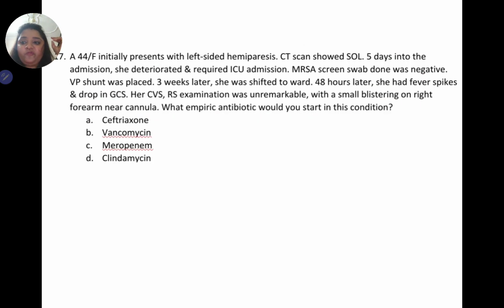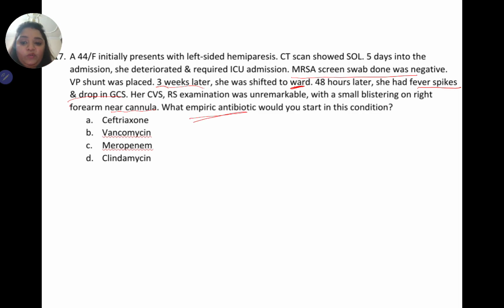Next question. A 44-year-old female presents with left-sided hemiparesis. CT shows a space occupying lesion. Five days into the admission, she deteriorated and required ICU admission. MRSA screen swab was negative. VP shunt was placed. Three weeks later, she shifted to the ward, and within 48 hours she had fever spikes and a drop in GCS. Her CVS and RS examinations are unremarkable, with small blistering on the right forearm near the cannula. What empiric antibiotic therapy would you like to start?